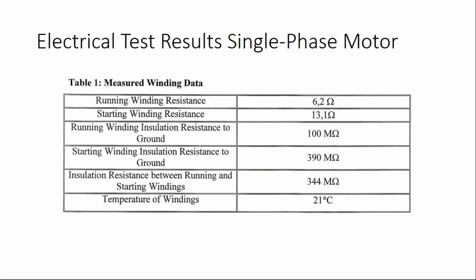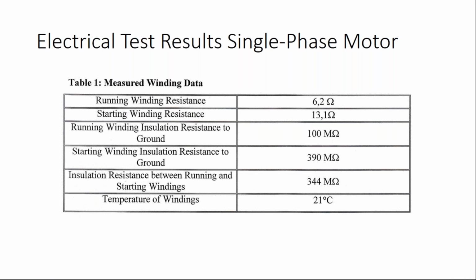The ISA standards are common. In the ISA standards, you can always verify whether your winding data is above or below the minimum standards, for example, for your insulation resistance. You can see all these windings were taken at 21 degrees C.